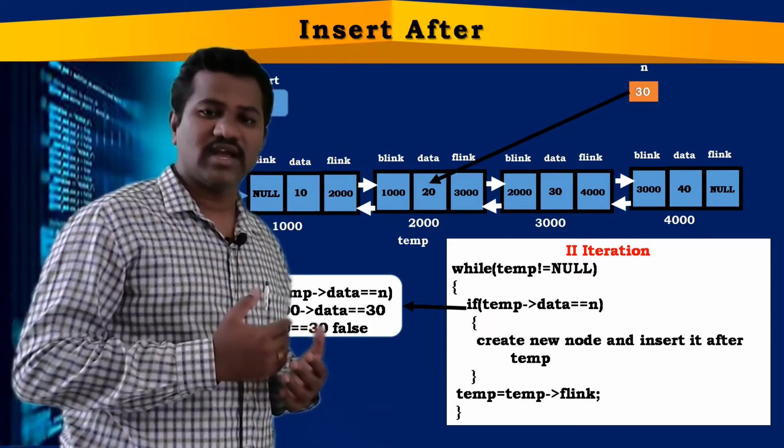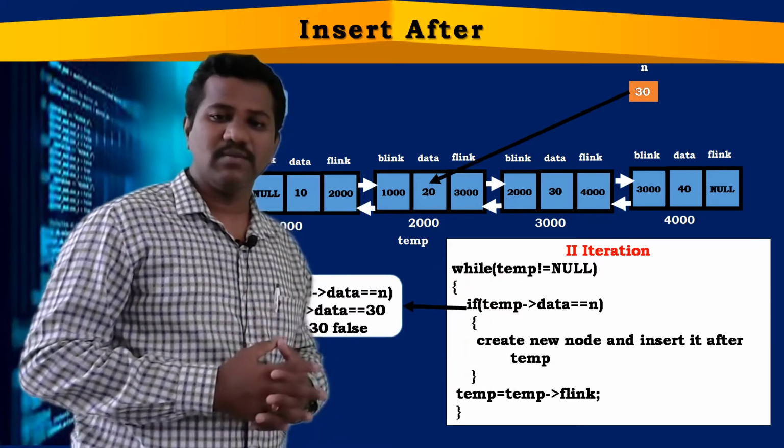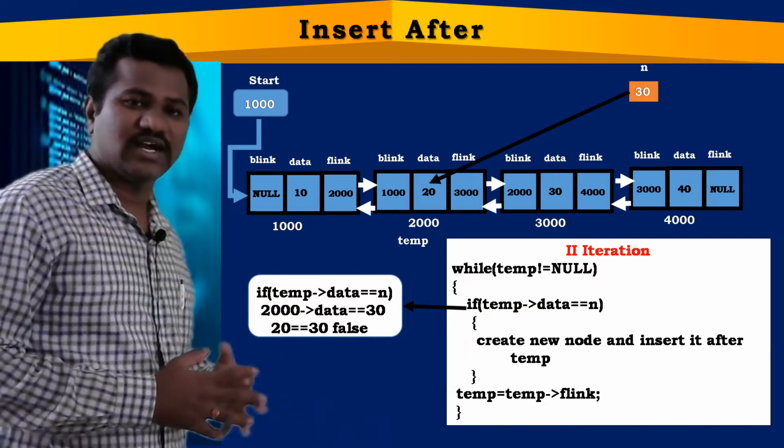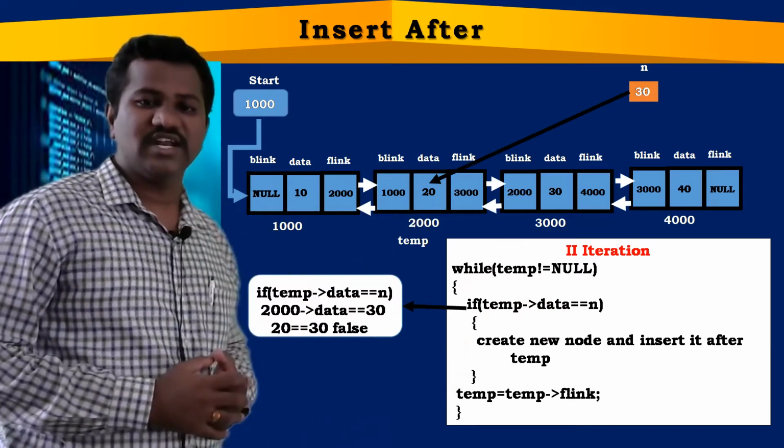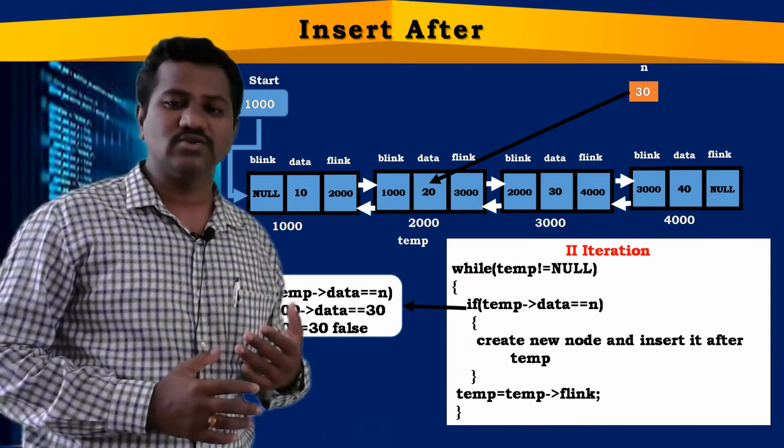Inside this while loop, we again have an if statement. If temp arrow data, that means 2000 arrow data. What do we have in 2000 arrow data? 20. 20 equal to 30 means the condition is false. It does not enter the if part.